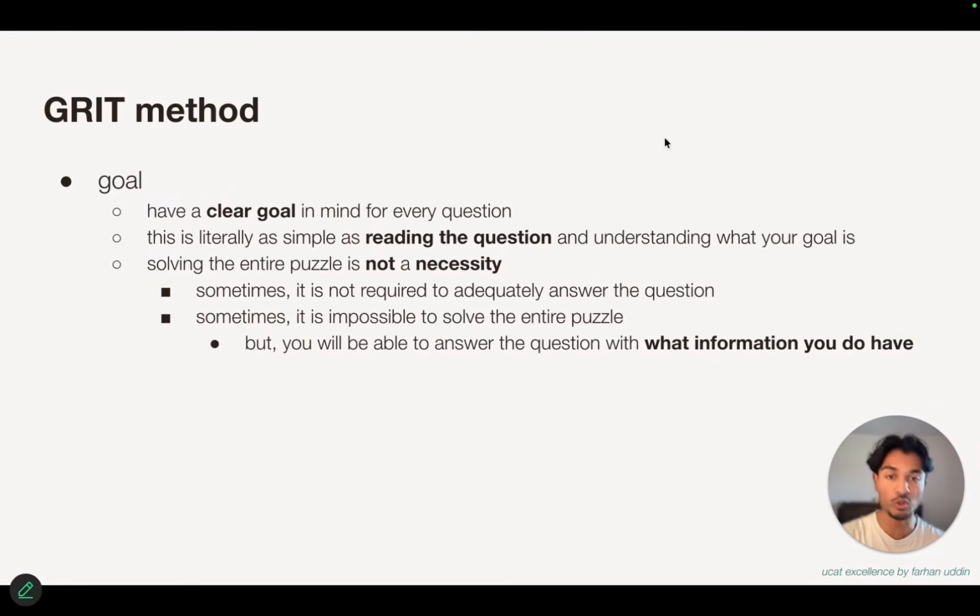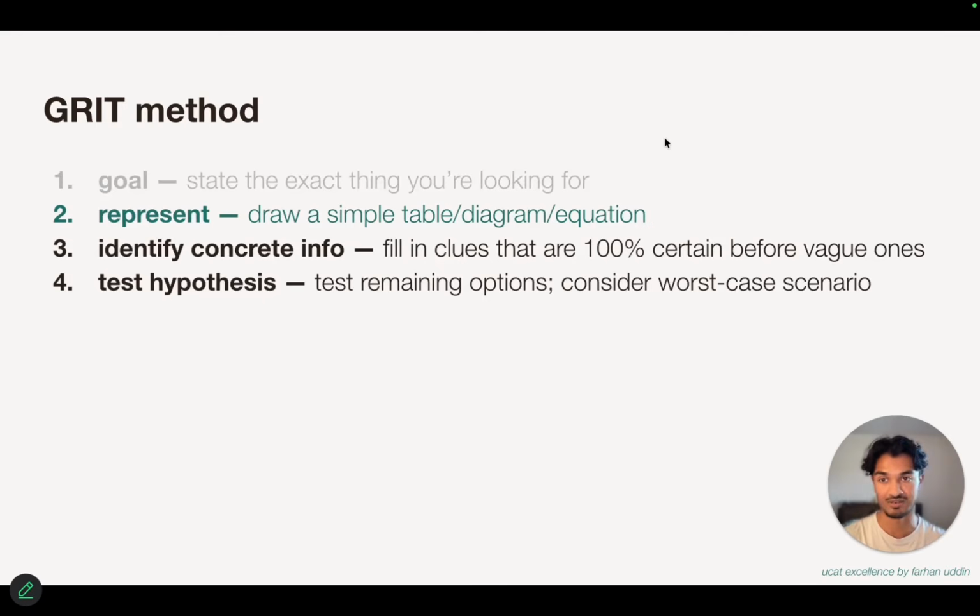Sometimes it's impossible to solve the entire puzzle, but you will be able to answer the question from what information you do have. So if you're stuck there trying to solve the entire table, but you've got the answer in front of you the whole time, then that's where you're losing time.